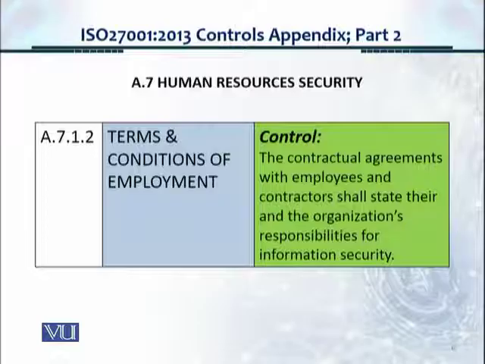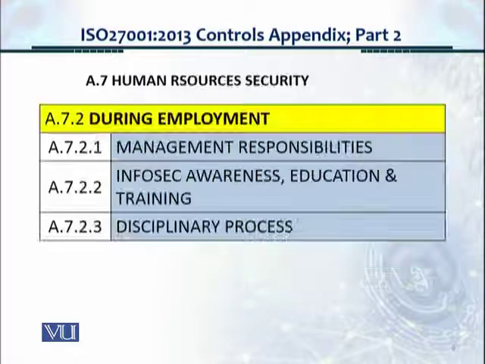And moving on, we talk about control A.7.1.2, terms and conditions of employment. And here the control in green says the contractual agreements with employees and contractors shall state their and the organization's responsibilities for information security. And this is usually done in the form of terms and conditions, a contract, or in terms of confidentiality agreements, for example.